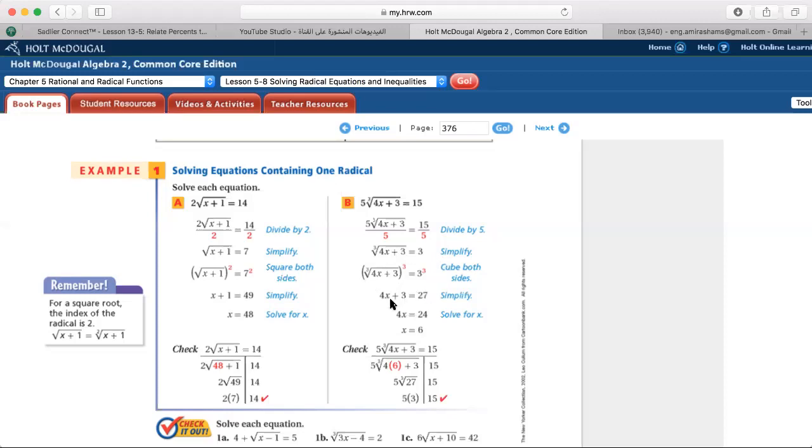Then I will subtract 3 from the two sides. Then I will get 4x is equal to 24. So I will divide by 4 on the two sides. I will get x is equal to 6.